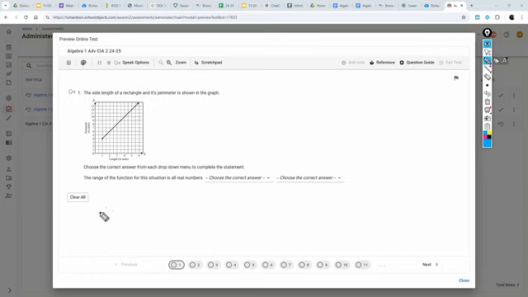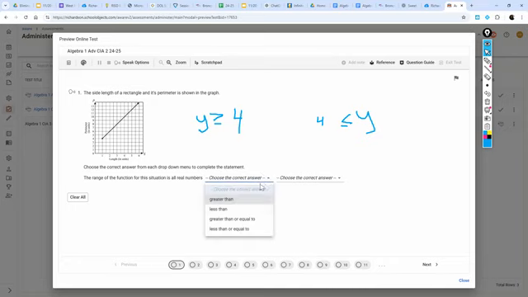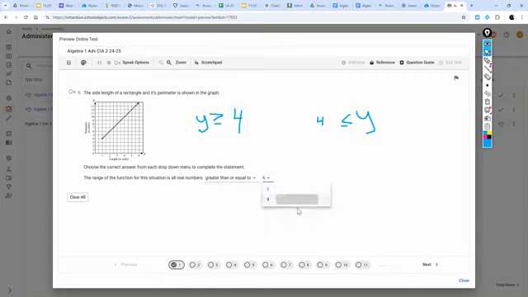I see that all my y values are greater than or equal to, because it's a closed circle, 4. We can also write it like this: y is greater than or equal to 4. You just have to know that all the y's are greater than if you look here at the graph. So when I'm answering this, the range of the function of the situation is all y values greater than or equal to, because it's a closed circle, 4.